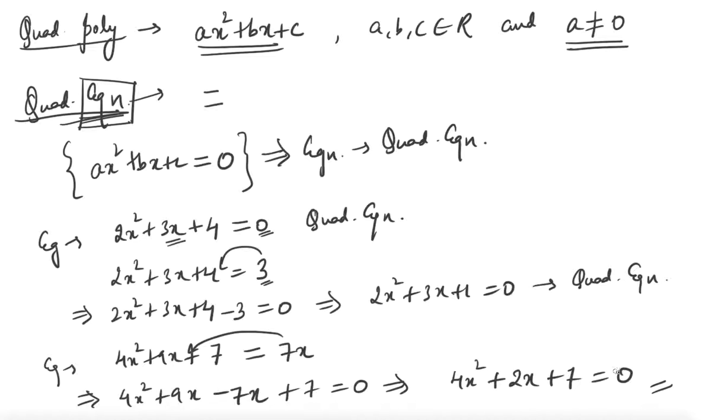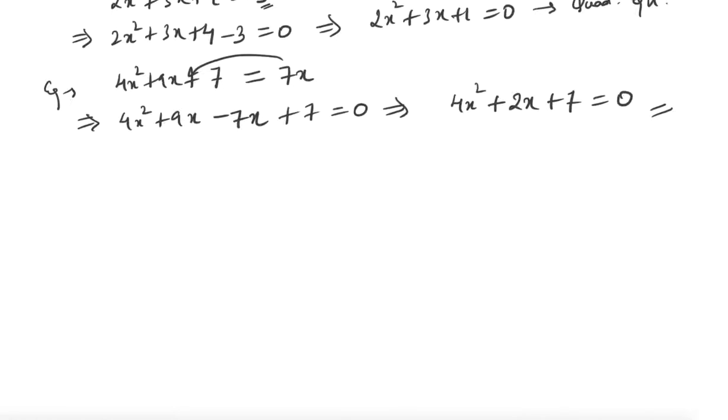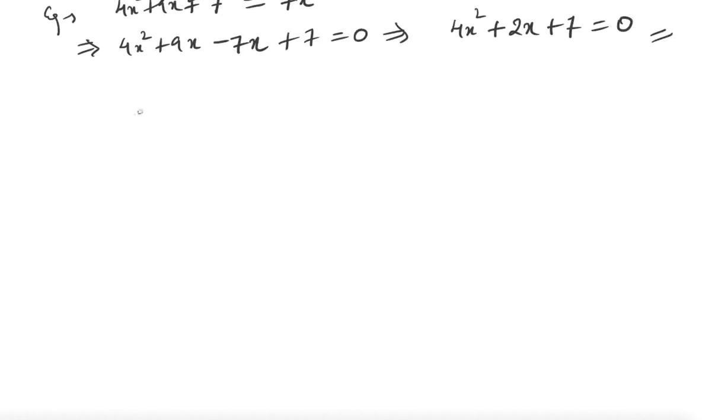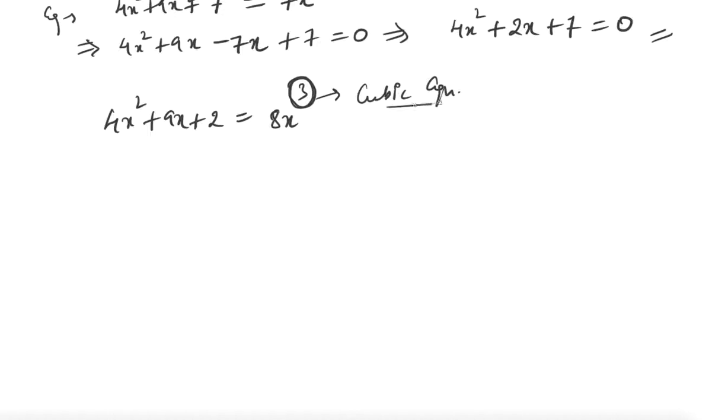But one thing, keep in mind that I cannot equate say 4x square plus 9x plus 2 to some 8x cube. Why? Because it will no longer remain a quadratic equation. Because I am getting a term with degree 3, hence it becomes a cubic equation. So I won't do this.